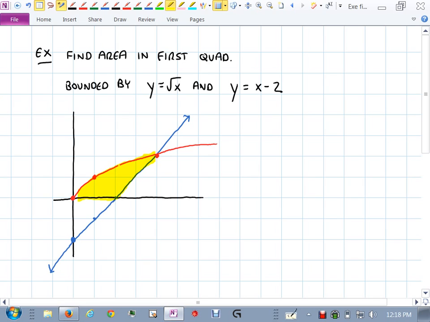Okay, good. So does everyone see that if you look at this yellow area, it's not the red one on top and the blue one on the bottom until you get to here, right? Until you get right there. From here, this part of it, it's red on top, blue on bottom. But over here, it's red on top, what on bottom? The x-axis, which is the same as which function? Y equals 0, right?